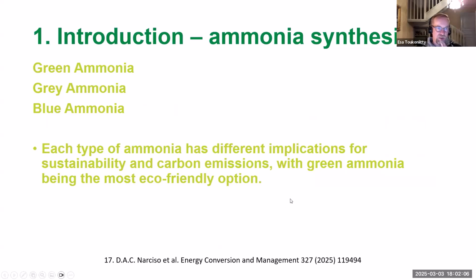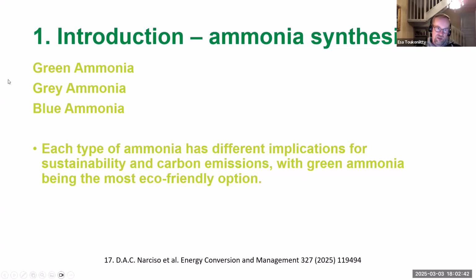I don't remember if we covered this already in the very beginning, but the ammonia being produced has so-called different colors depending on how the process raw materials are, or where the process raw materials originate. And there are also implications or different sustainability aspects, carbon emissions and so on.